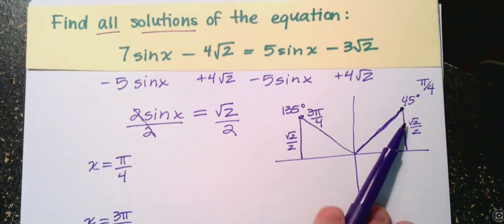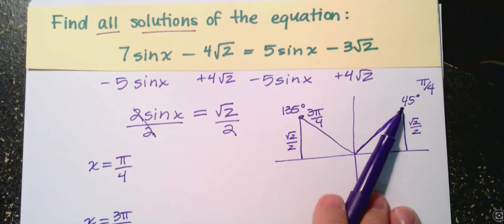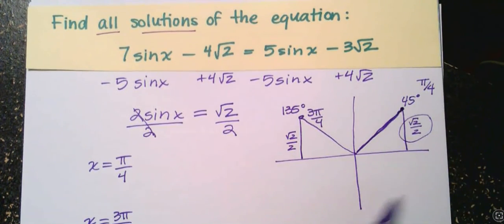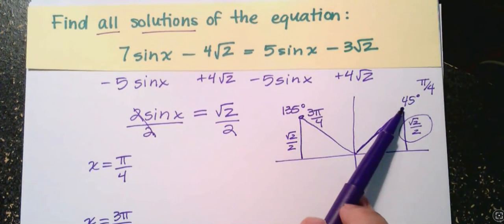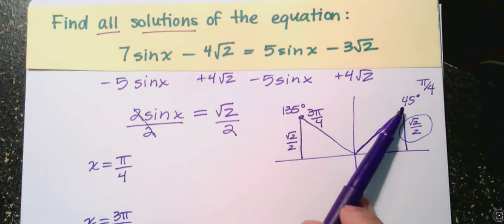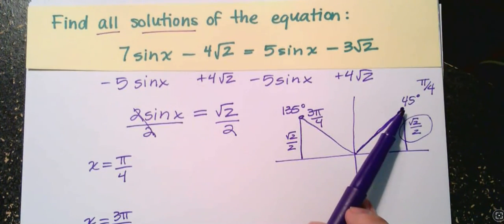Every time I go all the way around the circle, I get back to that spot again, and yes, I'm at a location that has a sine of square root of 2 over 2. That also happens if I go backwards. If it's happening at positive pi over 4 and I go backwards 1 rotation, go in the negative direction, that's negative 7 pi over 4.